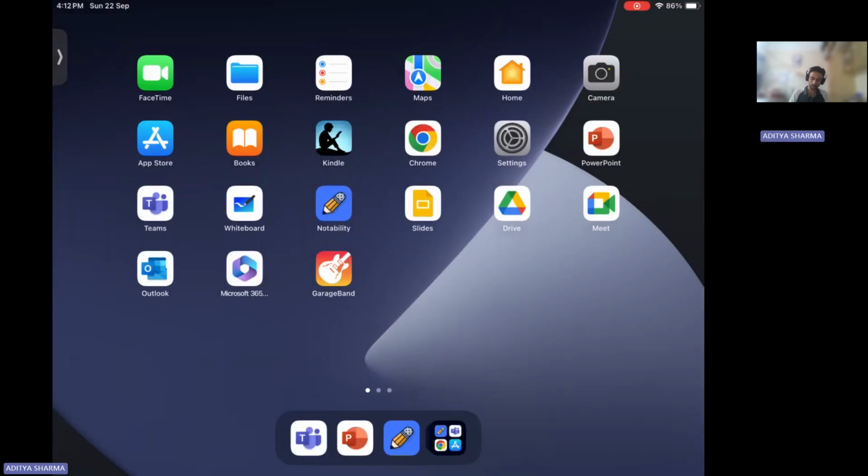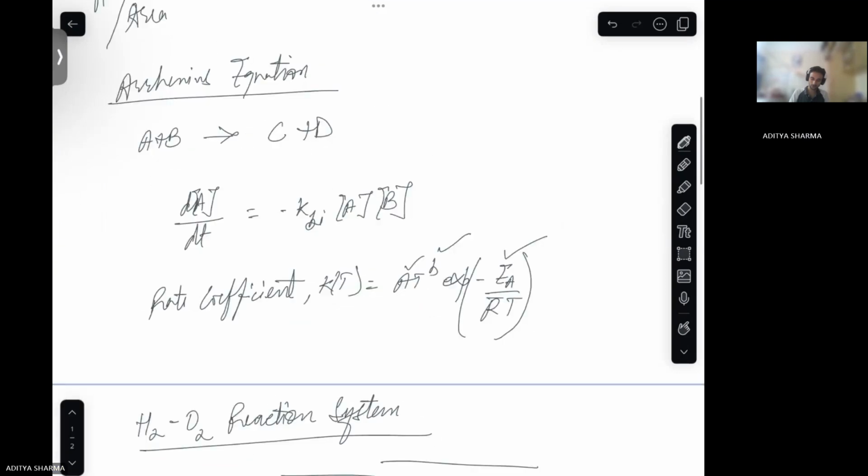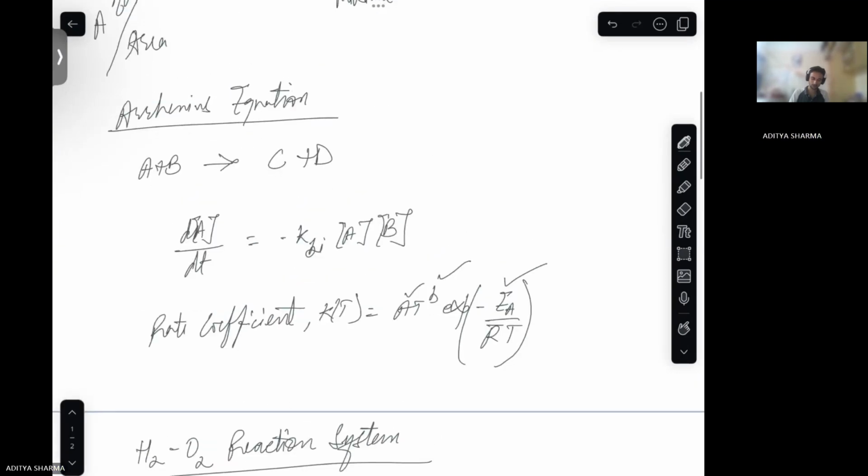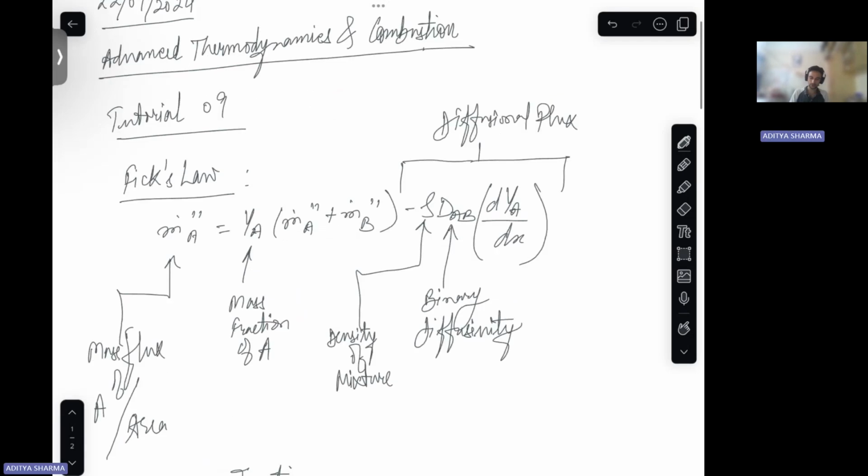So what is binary diffusion? This here is binary diffusion in the Fick's law, D subscript AB. Okay, for this particular case. But yes, this is a binary diffusion.